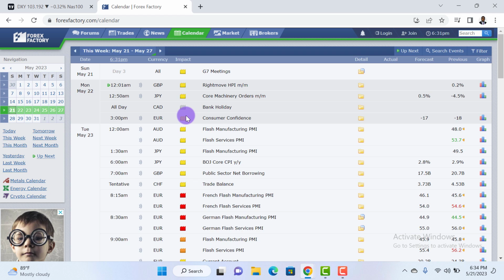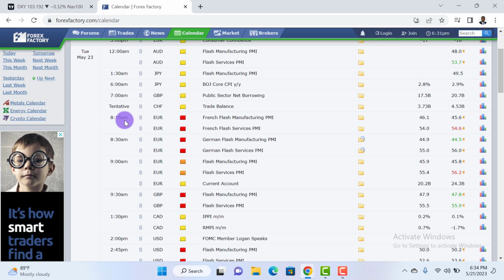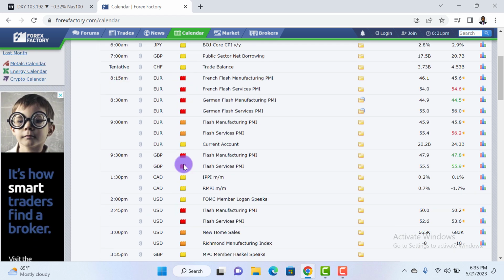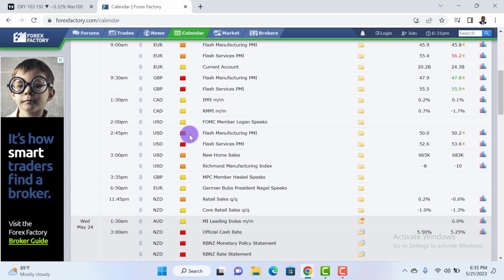All right, so on Tuesday you can see that we have a lot of high impact news events from 8:15 a.m. This is GMT+1 time, so you convert this to your local time or make sure that this is reflected in your local time. If you want to change the settings, you can just click on the time here and make sure it reflects your time. We are going to have a high impact news event on the euro, on the GBP, and on the dollar on Tuesday.